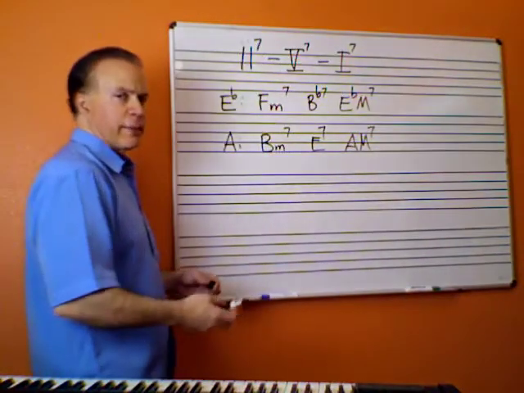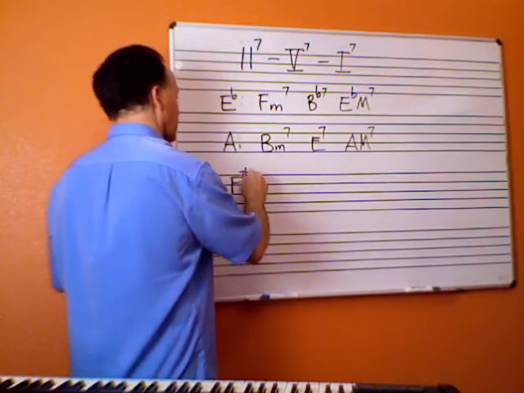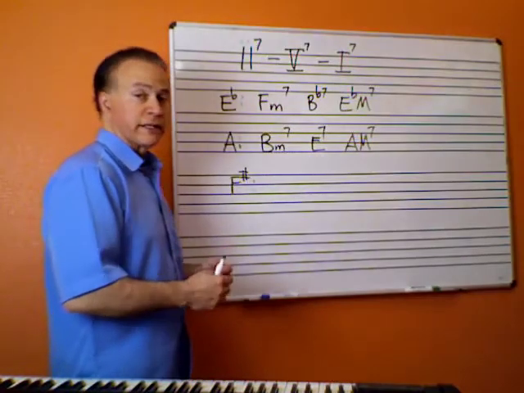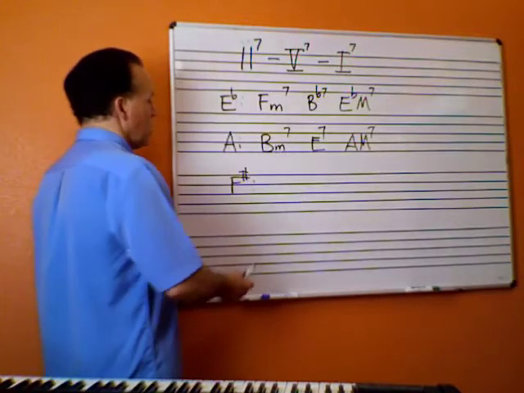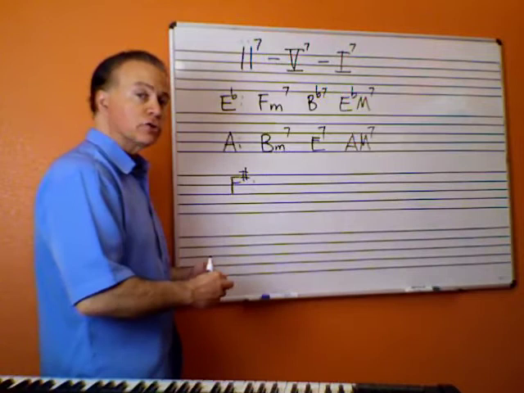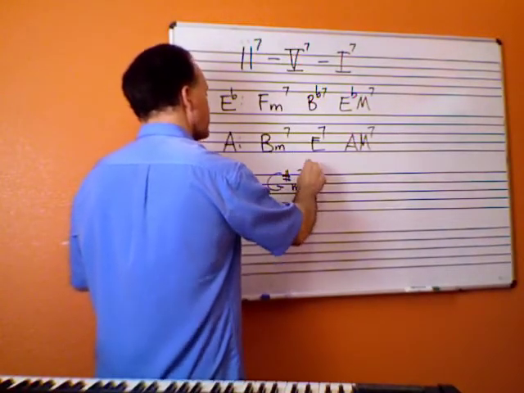How about another key? How about a tough one this time? Let's go to the key of F sharp major. Not a lot of jazz tunes in F sharp major, but who knows, you might be in that key temporarily in some other tune. So the 2 chord in F sharp major, well, you go to the 2nd note of F sharp, which would be G sharp, and make it a minor 7th. So G sharp minor 7.